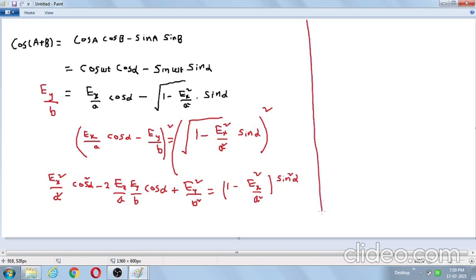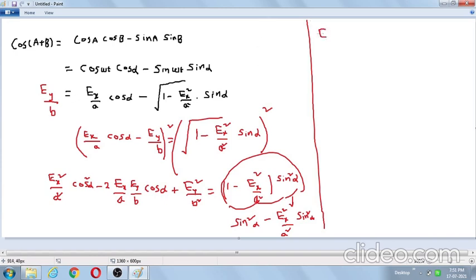So this RHS side equation becomes sin square alpha minus Ex square by A square into sin square alpha, right? So instead of this one, simply substituting this value. Here only multiplication: sin square alpha into 1 is equal to sin square alpha minus Ex square by A square into sin square alpha. This minus Ex square by A square sin square alpha, to bring it to the left hand side, it will become plus Ex square by A square sin square alpha.